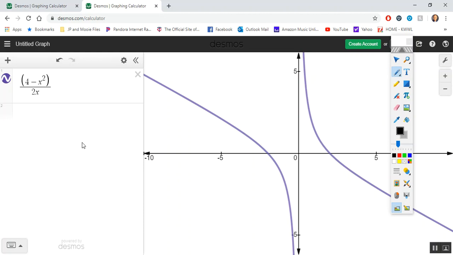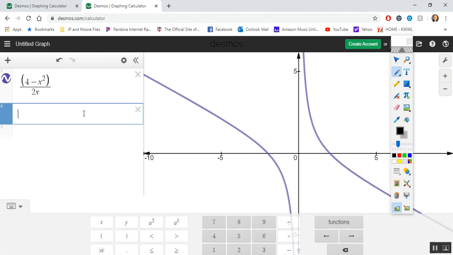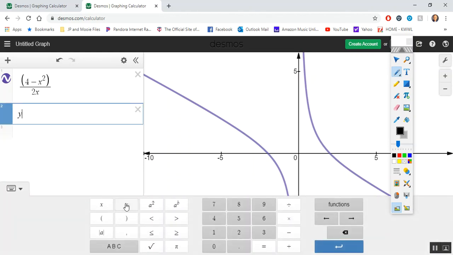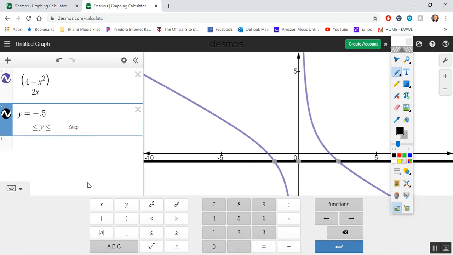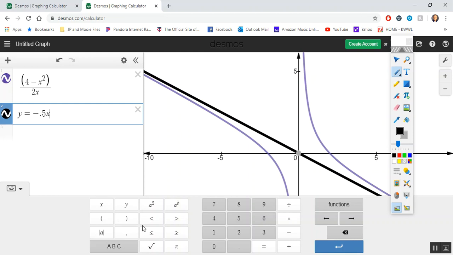Anybody know what that line would be, by the way? Negative x. How about negative half x? Yeah. Can I try that? That's pretty impressive, Maddie. Do I know how I got that? The highest degree up here is just the negative x squared part, and this is just 2x. So you take the degrees that are highest in each and divide it out. You need to have negative half x.